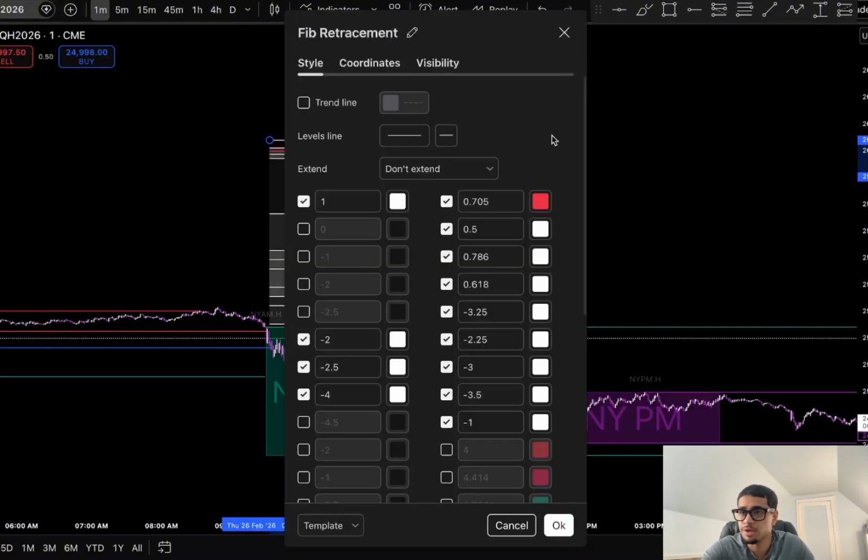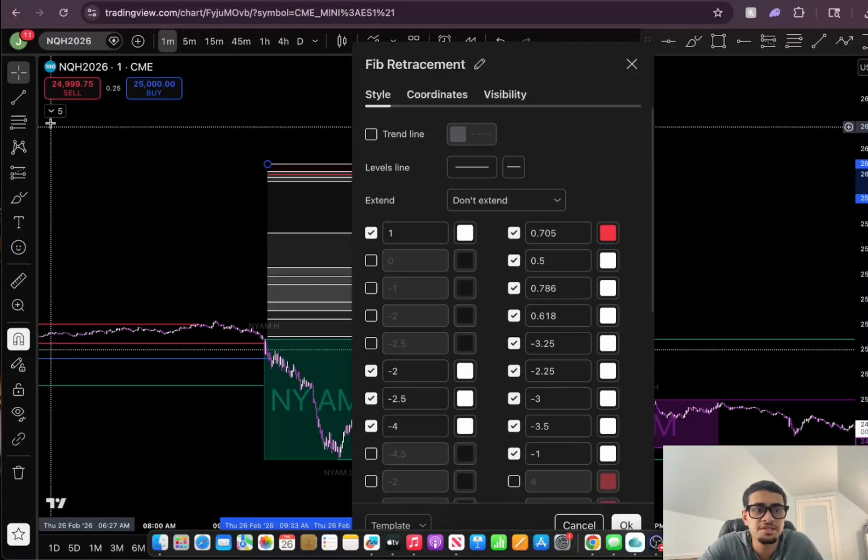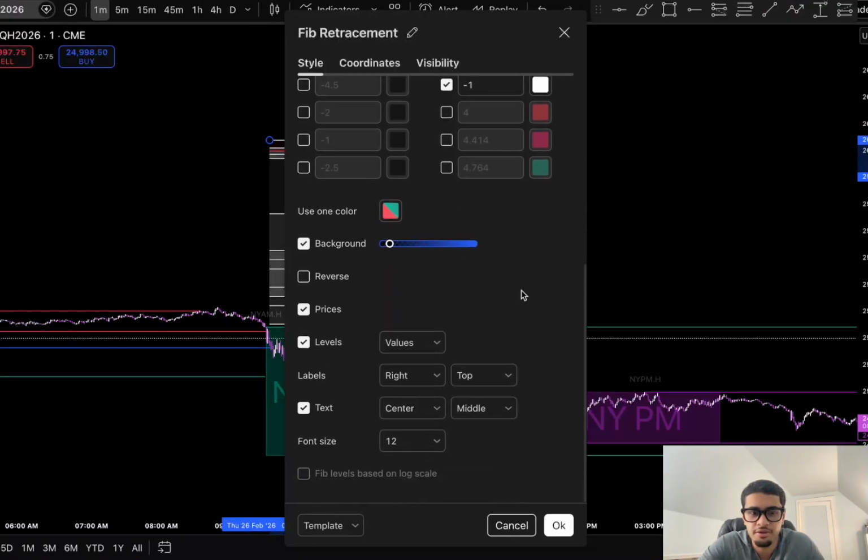And a lot of you are wondering what the settings are. Here they are. This is the tool you want to look for on TradingView. It's called the Fibonacci retracement. Here are the other settings if you need.